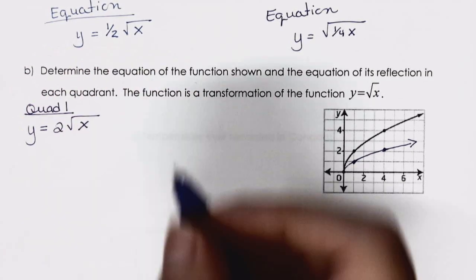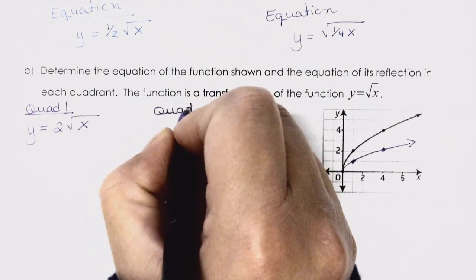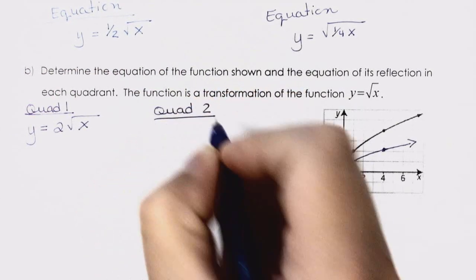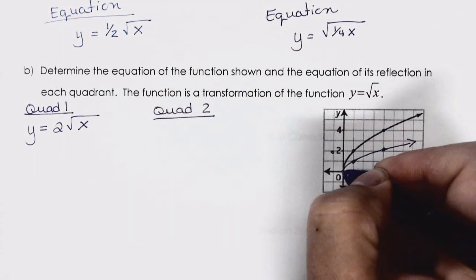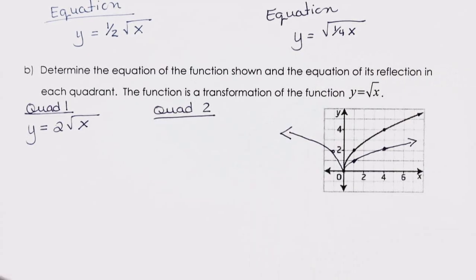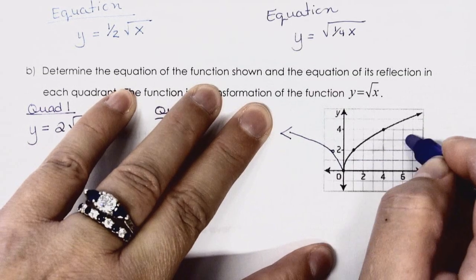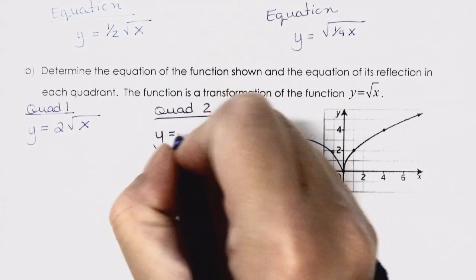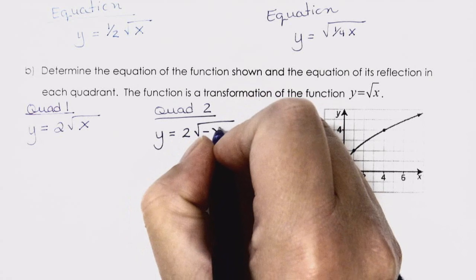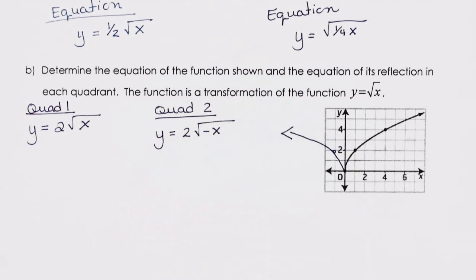All right. What would be the equation in quadrant 2? So now our graph would go here, it would go like that. What's that equation? Where have you reflected in? Let me get rid of this guy. The y-axis. So what am I multiplying by -1? The x. So we would have y equals 2 root negative x.